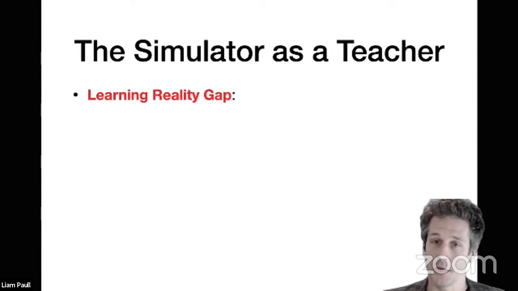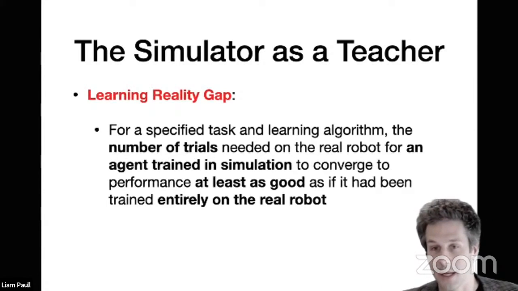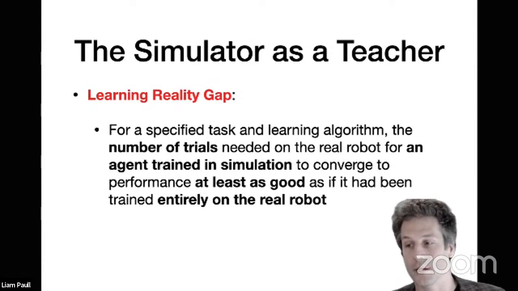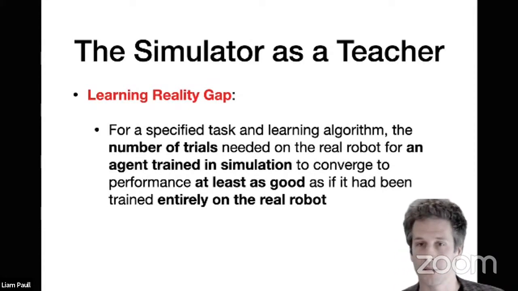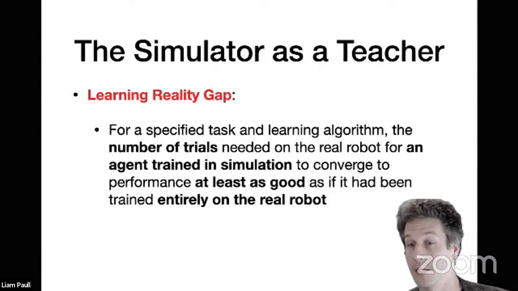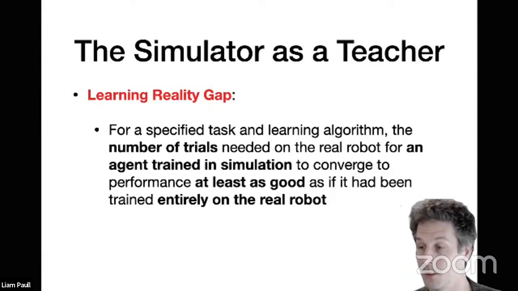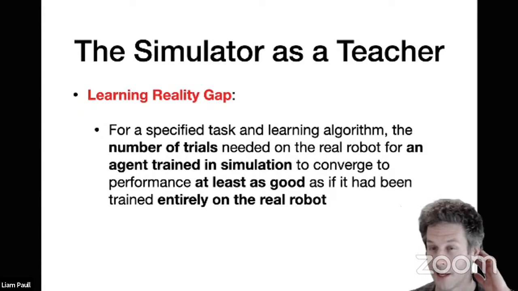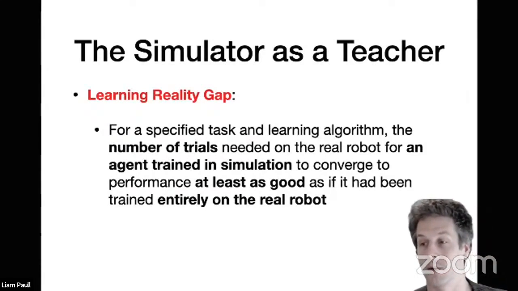Okay, so part two is the simulator as a teacher. What we care about here is what I call the learning reality gap. There are several ways you can do this, and I haven't been able to reason one over the other, but I'll give you one instance. Let's say this learning reality gap is the number of trials you need to do on a real robot for an agent trained in simulation to convergence to achieve a performance at least as good as if it had been trained entirely on the real robot. So effectively, we're trying to quantify how many runs on the real robot we saved by training in simulation first.